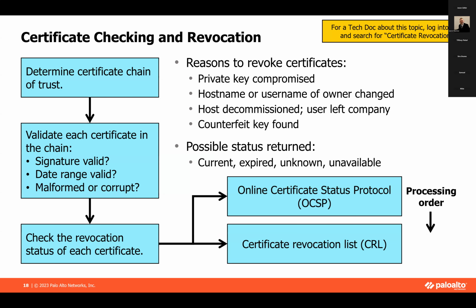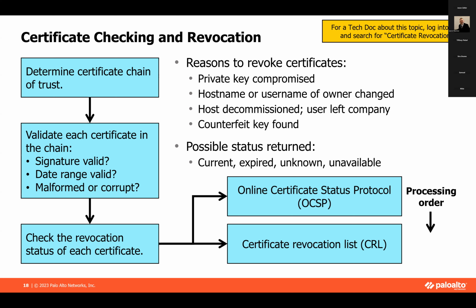All right, so how does that check that it's actually valid? Well, we'll determine the certificate chain of trust. Is it valid? Each certificate in the chain, signature valid, date range valid, is it malformed or corrupt? Check the revocation status of each certificate, and that can be done using the Online Certificate Status Protocol, or OCSP, or it could be on the certificate revocation list, or CRL.